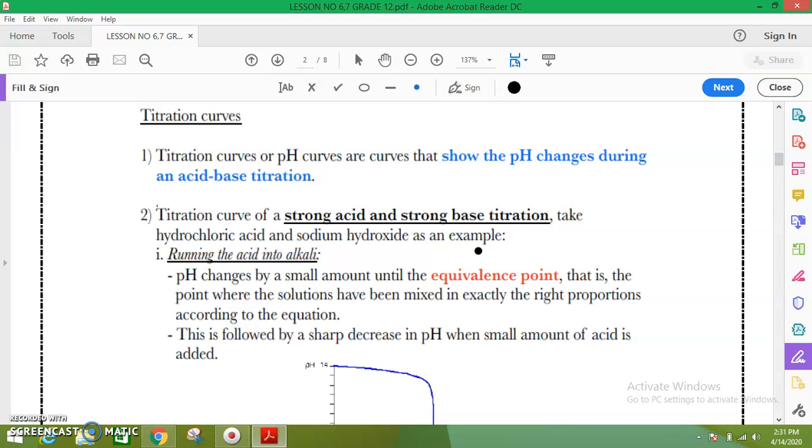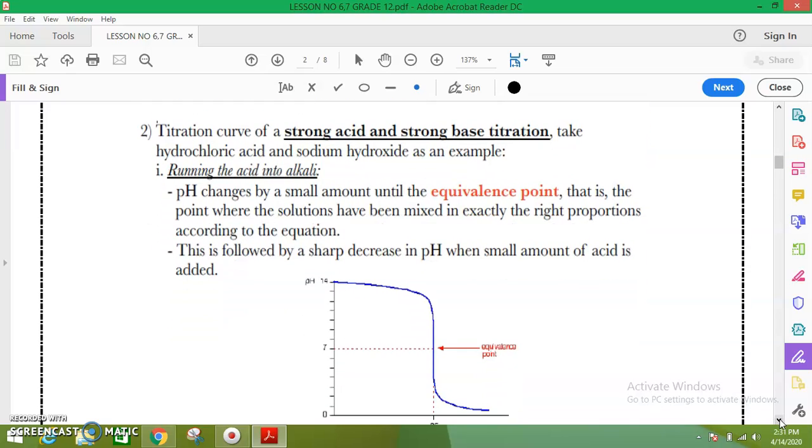You have two ways to perform this titration. The first one, running the acid into alkali. It means you will add acid from the burette into alkali in the conical flask. So the pH changes by a small amount until the equivalence point, that is the point where the solutions have been mixed in exactly the right proportions according to the equation. It means the color changes at that point from colorless to pink or any other color. It depends upon the type of indicator.